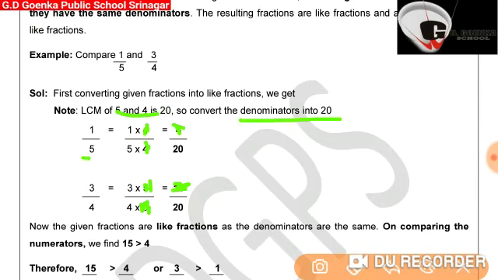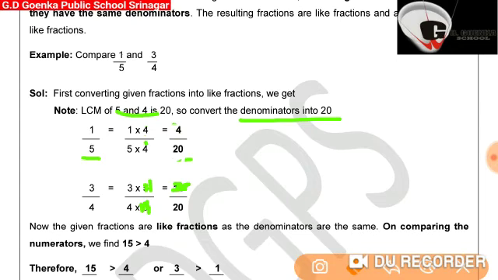So 5 is converted into 20. What should be multiplied to 5 so that the product is 20? Obviously 4. So 5 times 4 is 20. If we are multiplying 4 to the denominator, we'll multiply 4 to the numerator as well. So 4 times 1 is 4. So our equivalent fraction now is 4 by 20.